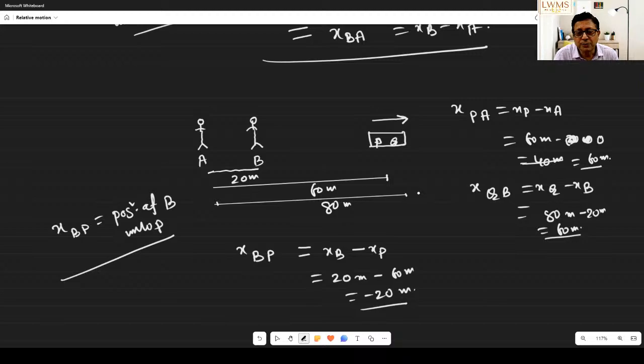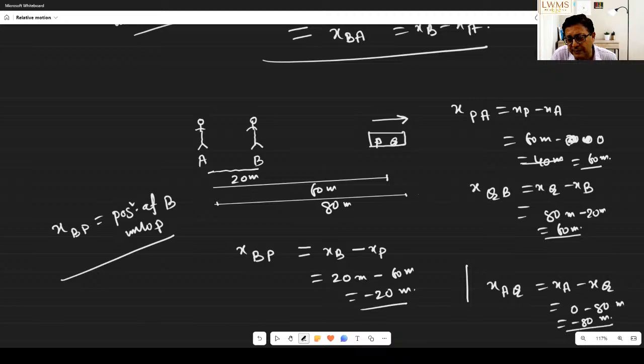What is position of the point A with respect to Q? This will be XA minus XQ. How much is this? That is 0 minus 80. This is minus 80 meter.